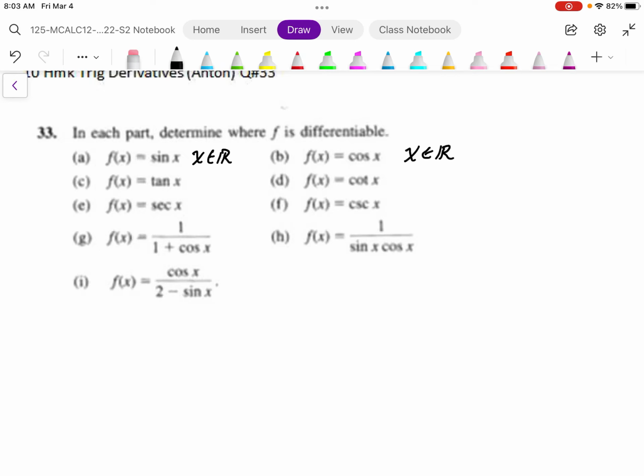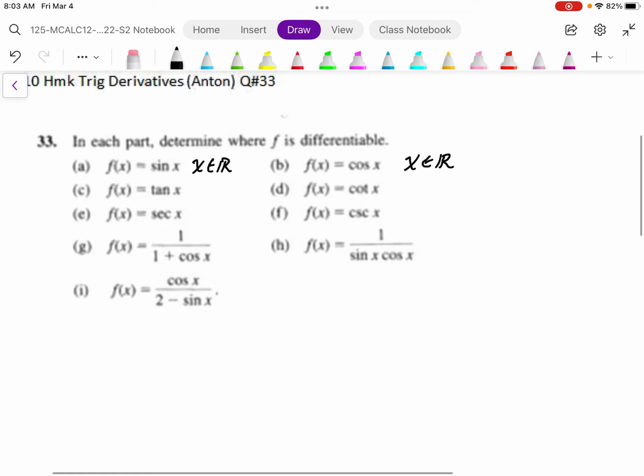For tan, we have vertical asymptotes at 90 degrees, 270 degrees, etc. So when we have a vertical slope on the tan graph, we're going to have non-differentiable points because those are asymptotes. So x cannot be equal to pi over 2 plus n pi.